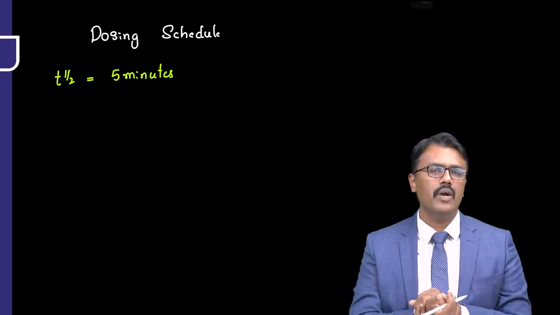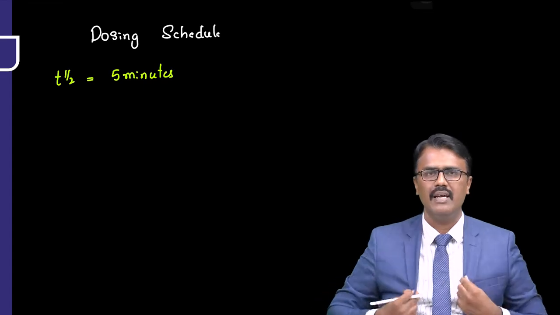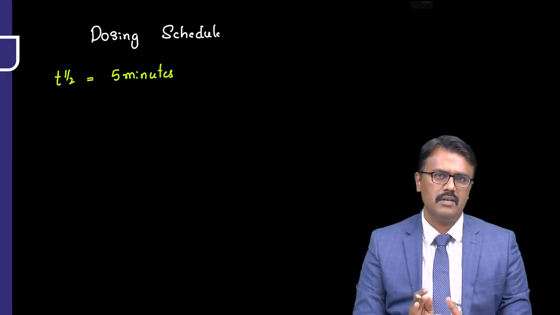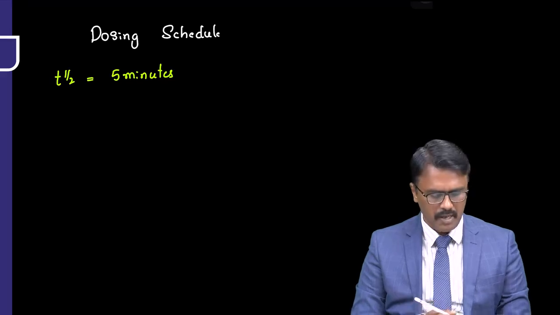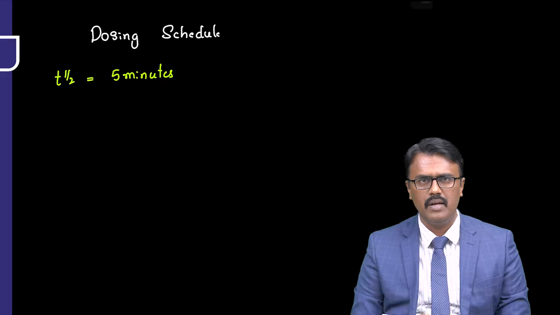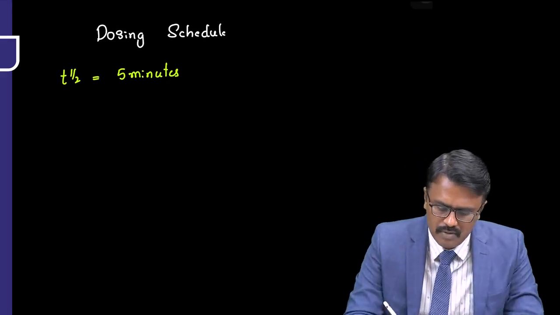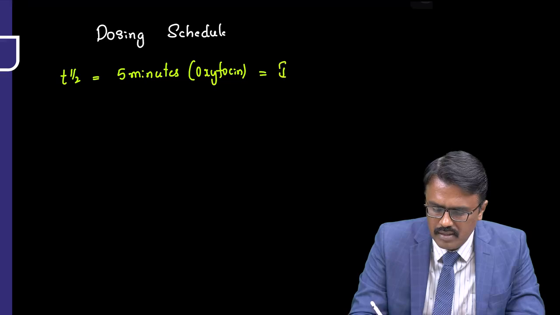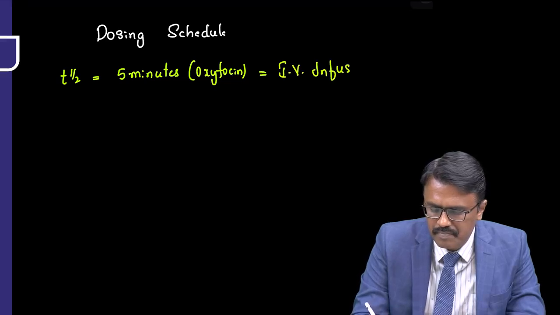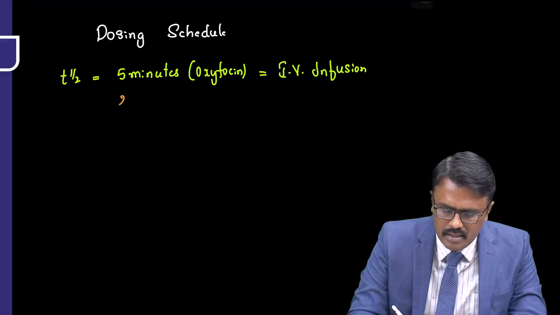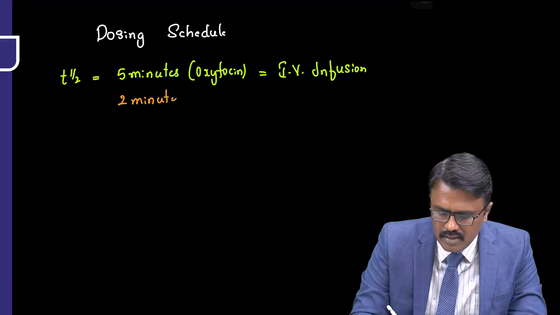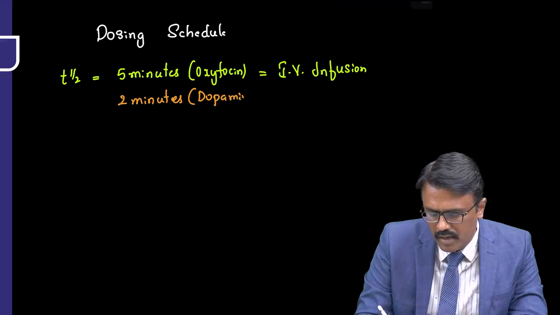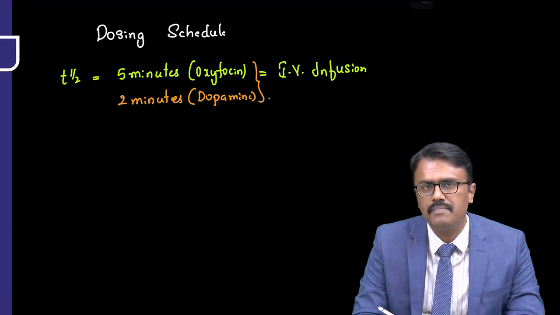Suppose we are going to give oxytocin. Oxytocin is used during starting of labor and to maintain the labor. Oxytocin works for only 5 minutes. T-half is 5 minutes. Should I give it every 5 minutes? No. If the half-life is very short, as with oxytocin, I cannot give it repeatedly, so I give it as IV infusion. Another drug, whose half-life is 2 minutes, is dopamine. Dopamine also I cannot give repeatedly, I will give it as infusion.